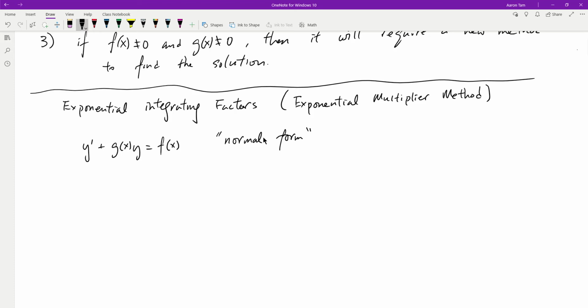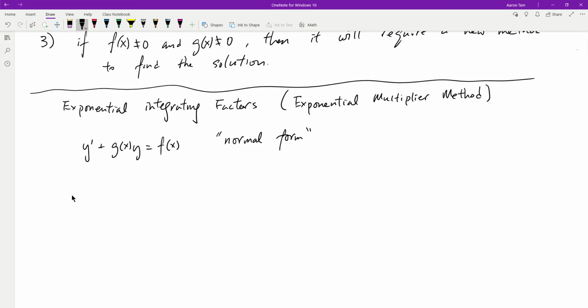So notice that on the other side is f of x, which is a function that involves only x but no y. And all the y, which is the unknown variable, and its derivative are all on the left-hand side. And some of these y might have some coefficient in front of them, and that coefficient could be a constant, it could be a function of x, it just cannot be a function of y. That's all. All right, so it's called normal form. So how does it work with this?